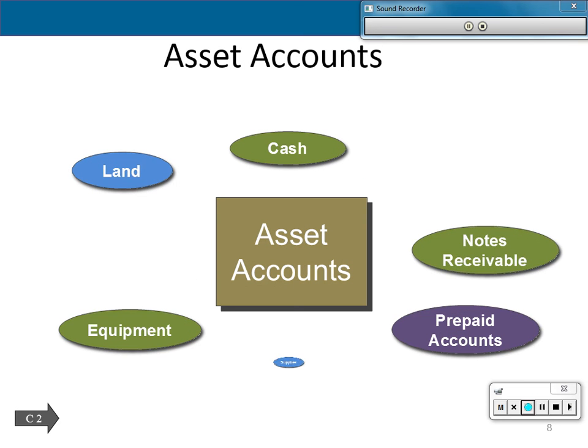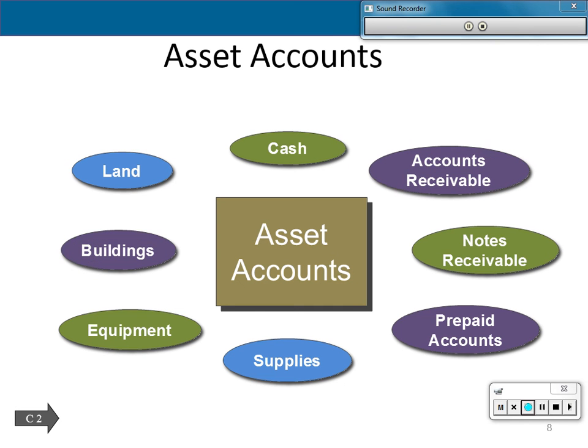So what are some asset accounts that we already know of that we've used in the first chapter? Cash, accounts receivable, equipment, supplies, land, buildings, notes receivable, and prepaid accounts. Now, what are prepaid accounts?